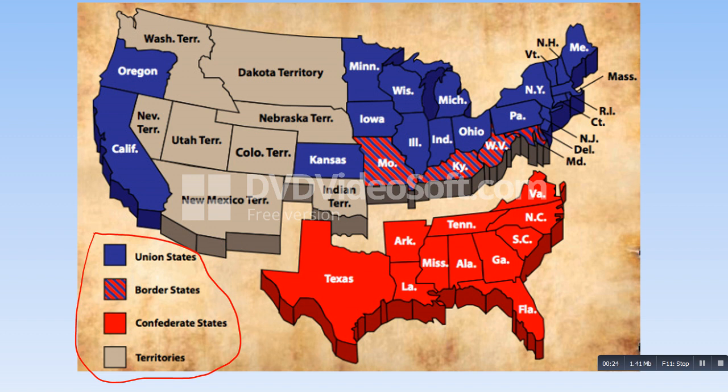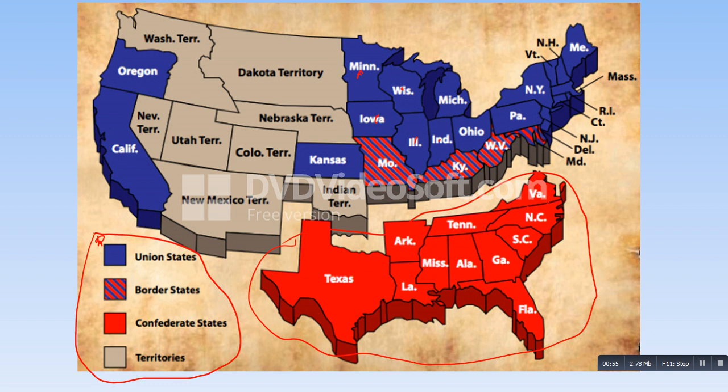The first, the most obvious, in blue, the Union states. You can see obviously California and Oregon there on the west coast, Kansas in the middle, and then all the other ones right there in the north. You can see Minnesota, Iowa, Wisconsin, Illinois, Indiana, et cetera, et cetera. So all the blue, those are, of course, the Union states, the northern states. Then, of course, the red ones, as you can see down here in the south, Texas, Arkansas, Louisiana, all the way up to Virginia up here.